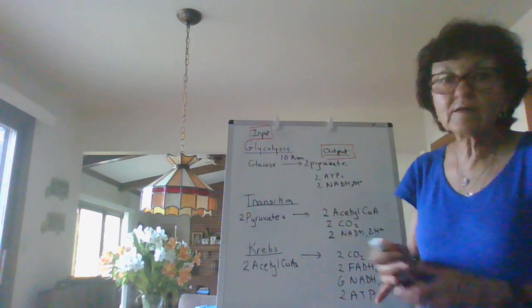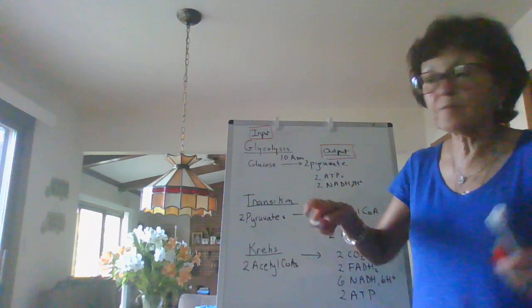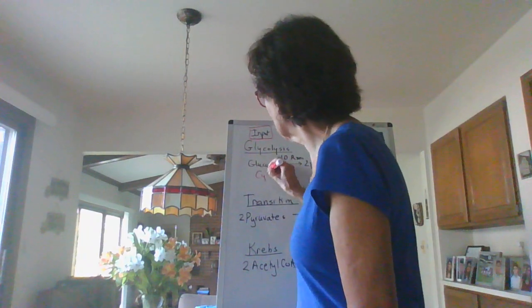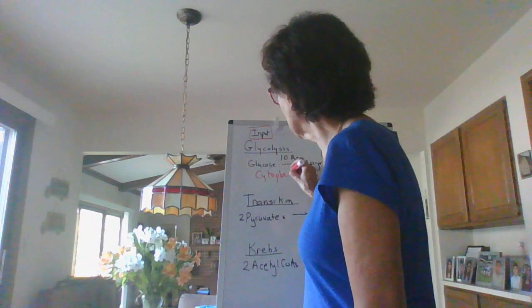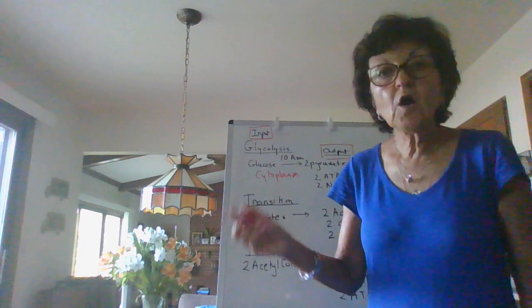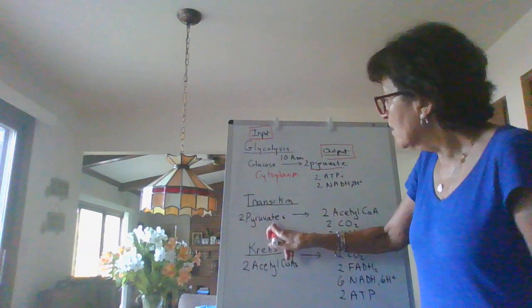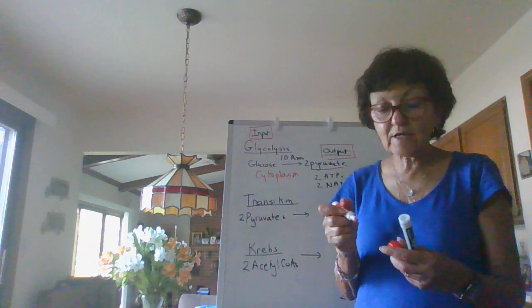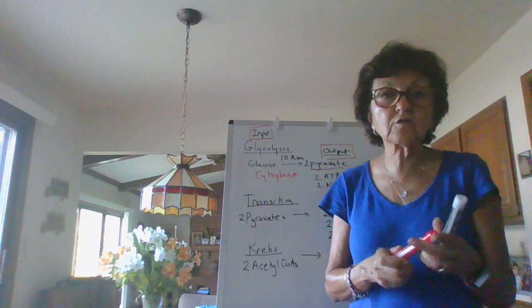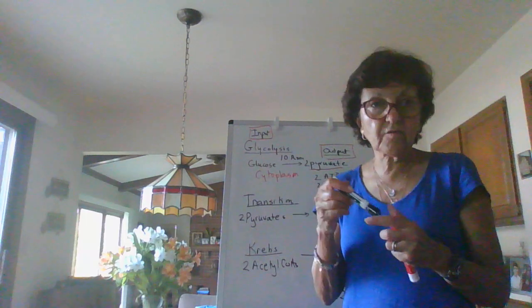This is all, where does it occur? It occurs in the cytoplasm. Okay, remember we said that. This is all in the cytoplasm. Okay, now the 2 pyruvates, they go over to the transition reaction. The transition reaction occurs in the matrix of the mitochondria.